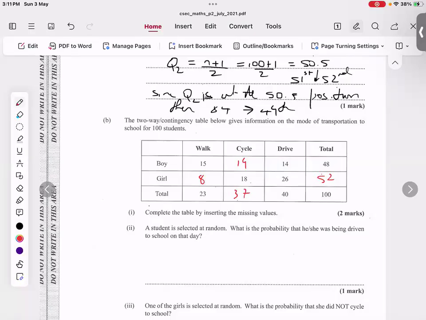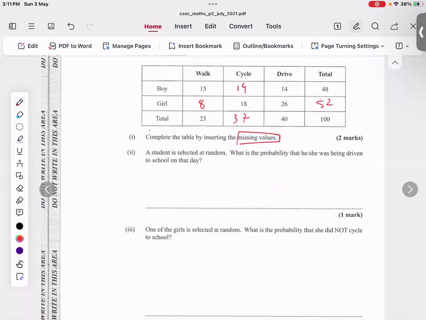All right. So it says complete the table by filling the inserted values. Easy maths that we can scrape up the 2 marks and go on. A student is selected at random. What is the probability that he or she was being driven to school on that day? So a student, they never say boy or girl, but a student. So it was driven to school that day. So how many persons were driven to school? 40, that's correct.